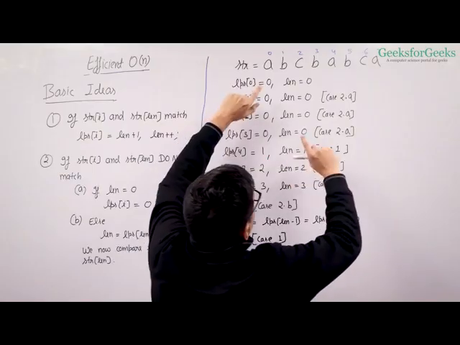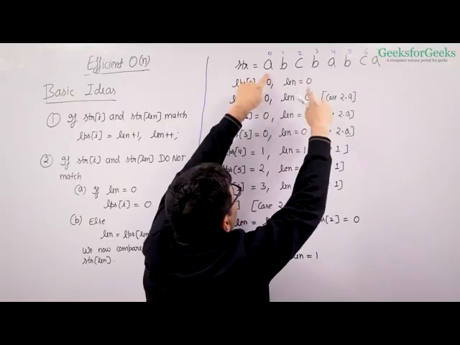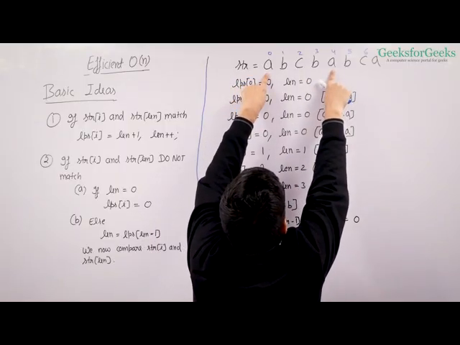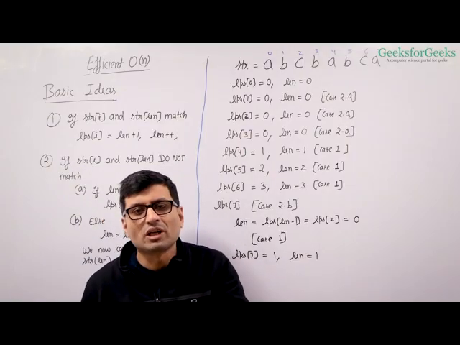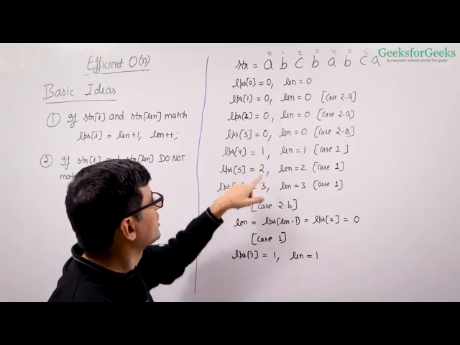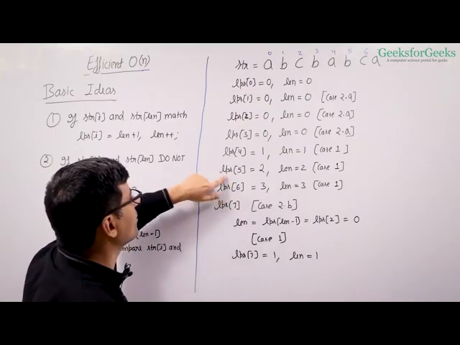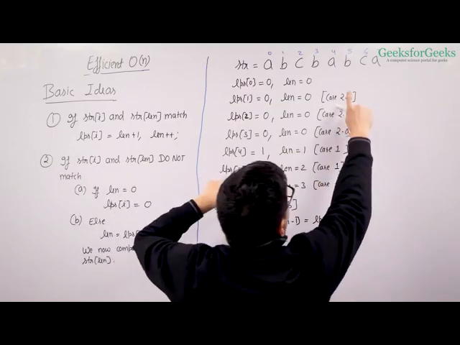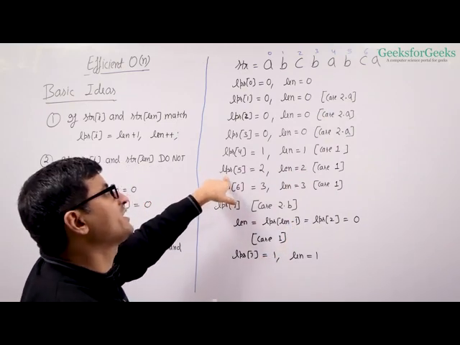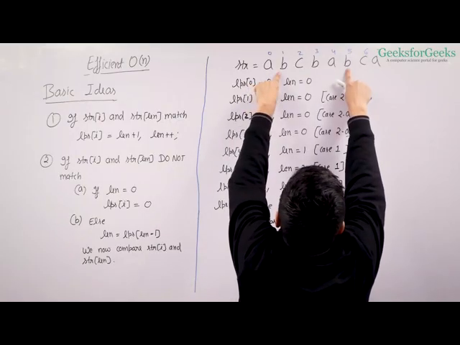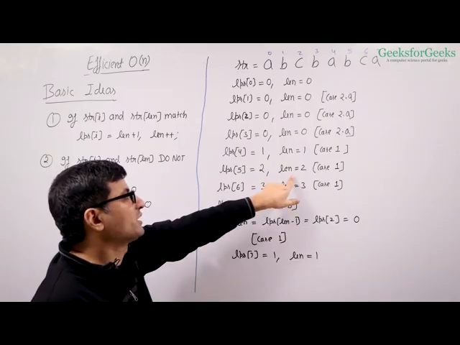Now we come to the next index. We again compare str[i] with str[length]. Please note that length has been 0 so far. At this point, str[i] and str[length] match. So what we do is we assign length plus 1 to LPS[4] and do length++. So LPS[4] gets value 1 and length gets value 1. Now we compute LPS[5]. When we come to LPS[5], we again compare str[i] with str[length]. We compare these two characters. They're matching. So we assign length plus 1 to this and do length++.